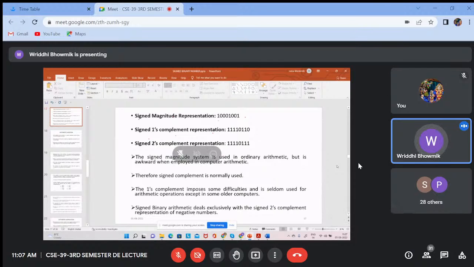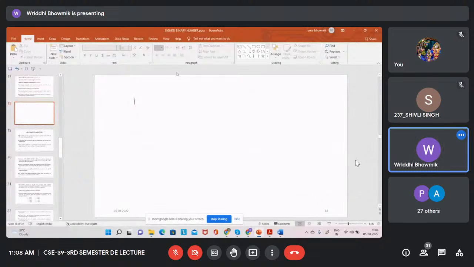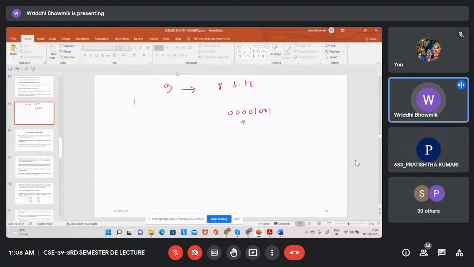So what we have done, we have considered the number 9, and we have represented 9 with 8 bits. The binary representation of 9 is 1001, and because we are using 8 bits, I will put 4 zeros before 1001. So this is the 8-bit representation of 9, or you can say it is the 8-bit representation of plus 9.